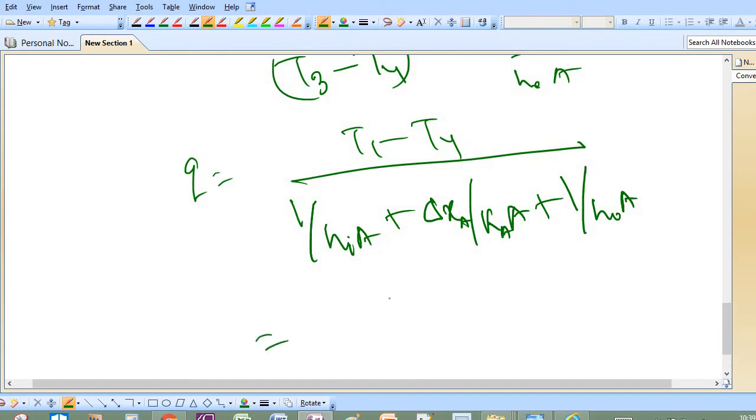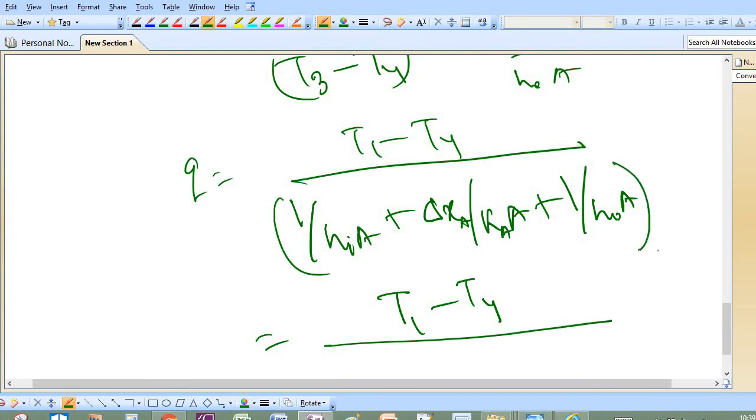Now, what do we observe here? Our numerator is our temperature gradient or temperature difference, and we do have all our resistances here as sigma R, which is what? Sigma R is our 1 by HIA plus delta XA by KA plus 1 by HOA.